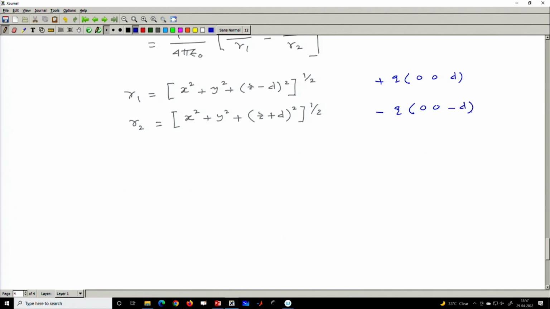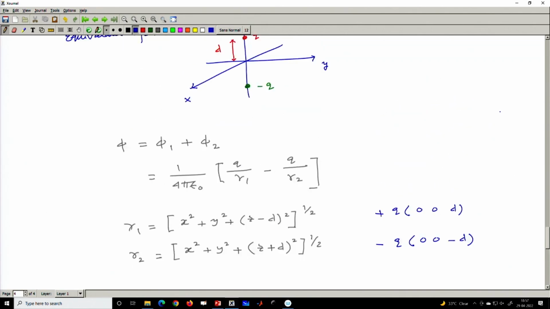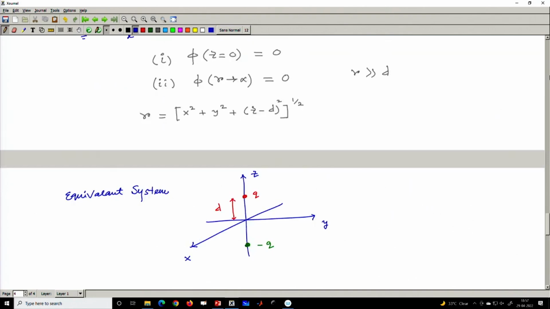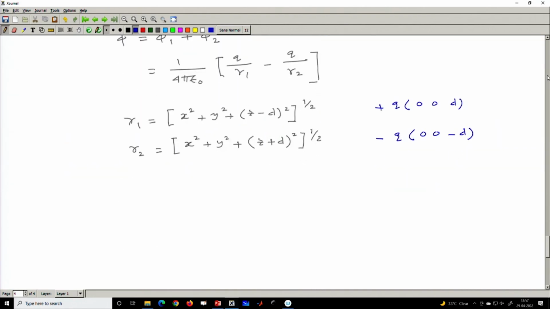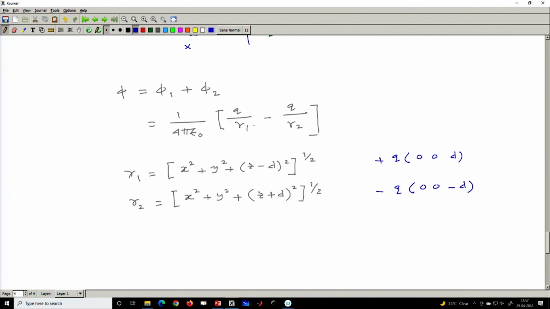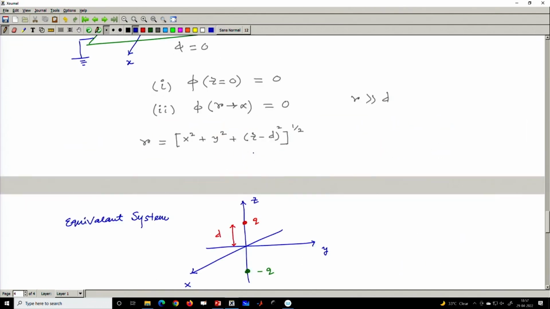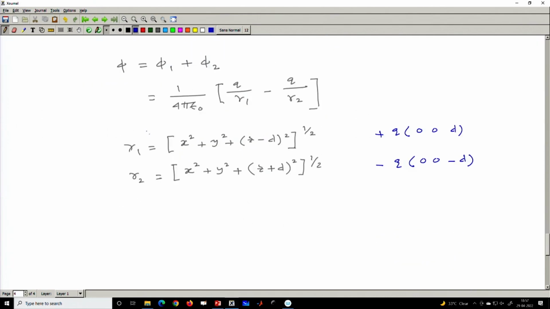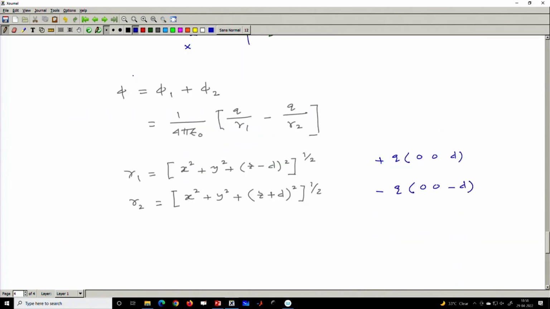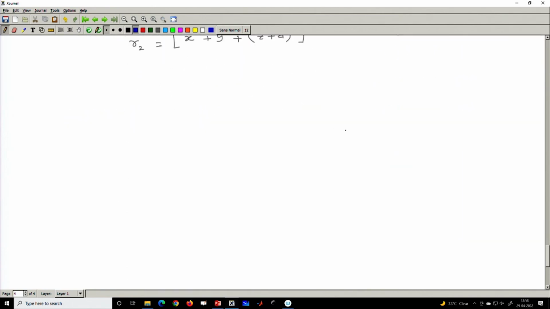Now, boundary conditions 1 and 2 are satisfied by the potential. If you look carefully, when z is equal to 0, r 1 and r 2 are the same, so phi will be 0, and also if r tends to infinity, then phi is 0. So, whatever the boundary conditions are, they are satisfied by this equivalent system. That is the important part.